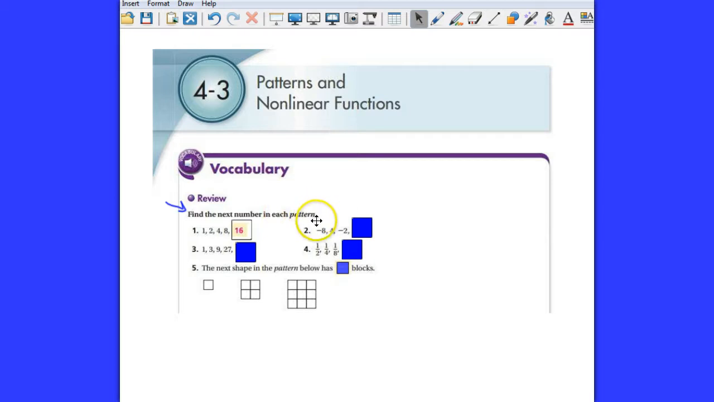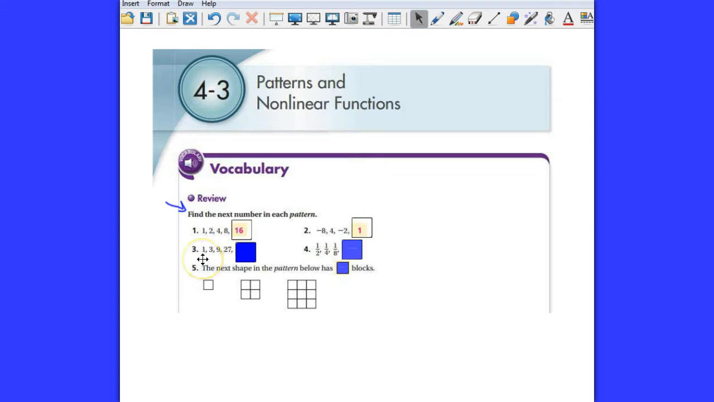Whereas with number 2, it goes from -8 to 4, 4 to -2. All right, so if you watch the pattern, the sign is changing each time, and hopefully you can see that the next number would be 1. It looks like it's dividing each time by -2. Or you could think multiplying by -1/2.